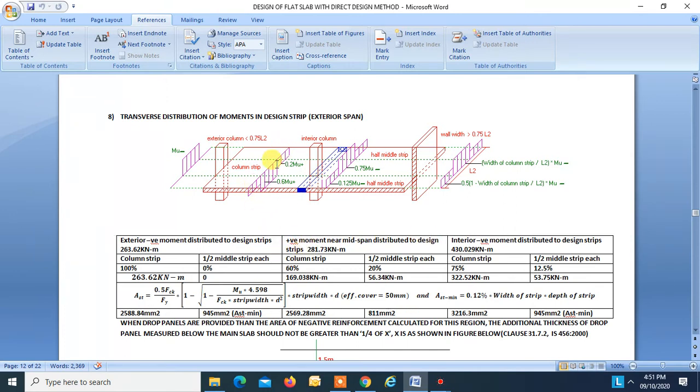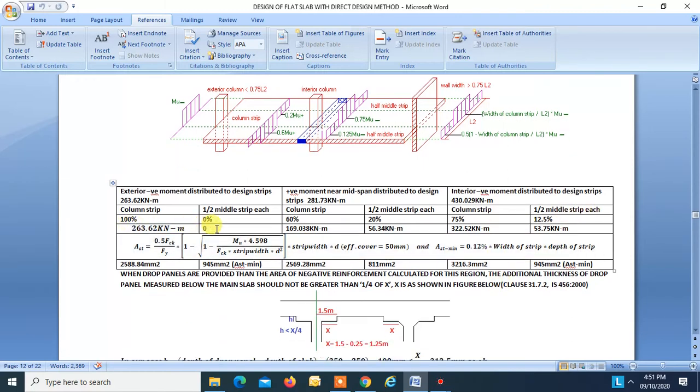So the moment over here we got is 281.73. So 60% of this moment will be taken by the column strip and 20% by each half middle strip. Interior negative moment distributed to the design strip over here is found to be 430.029. So 75% of this will be taken by the column strip and 12.5% will be taken by each half middle strip. So these are the moment distribution transversely.